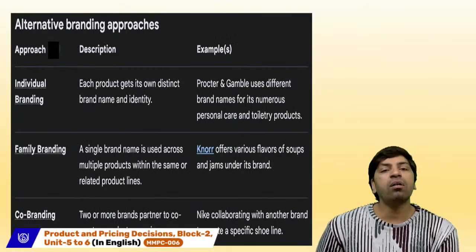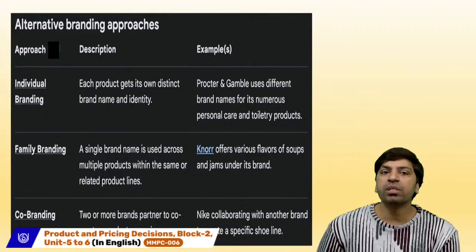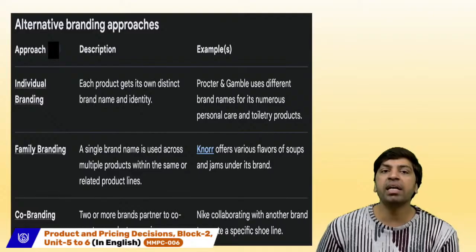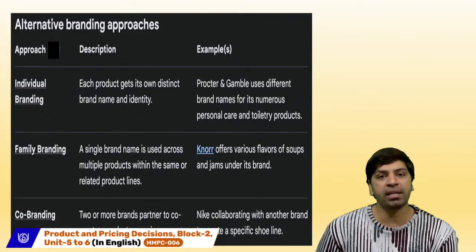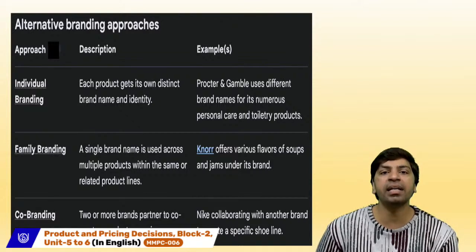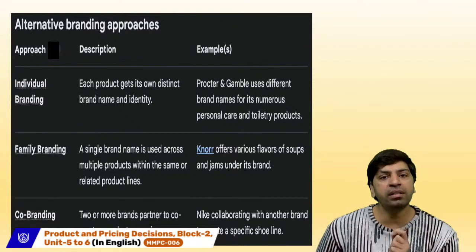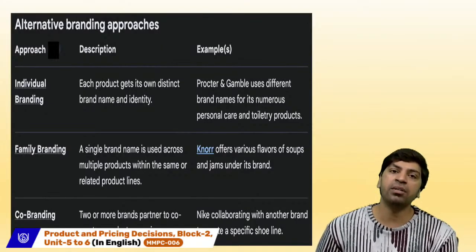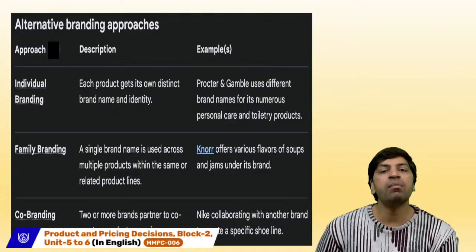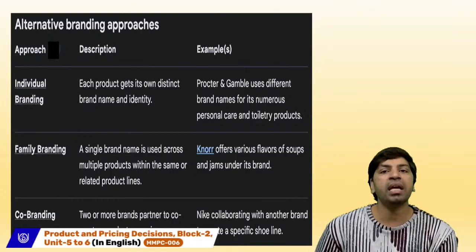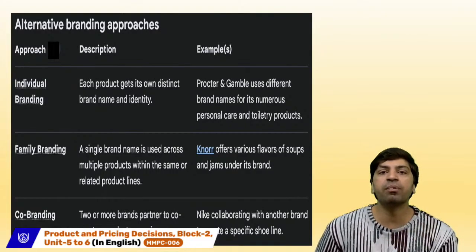Now we can talk about the branding approaches. So what are the approaches? The individual branding, family branding, and the co-branding. When we talk about individual branding, each product gets its own distinct brand name, and you can say clarity. For example, Procter and Gamble uses different brand names for its numerous product lines.